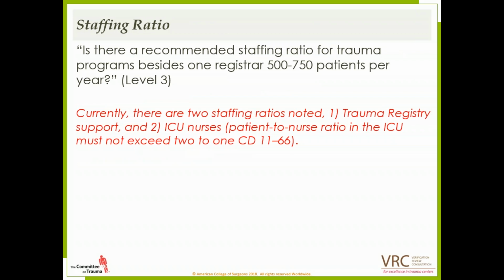Is there a recommended staffing ratio for trauma programs besides one registrar per 500 to 750 patients per year? Currently, there are only 2 staffing ratios noted in the book. The one is, again, trauma registry support, and the second is the ICU nurses under CD 11-66, where it talks about patient-to-nurse ratio in the ICU must not exceed 2 to 1. Those are the only 2 ratios noted. Again, there are staffing requirements throughout the manual that need to be in place, like the trauma program manager and injury prevention coordinator. But when you're talking about ratios, those are the only 2 areas that speak to specific ratios.